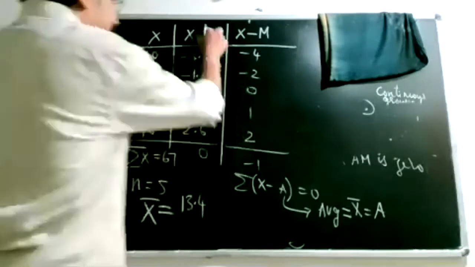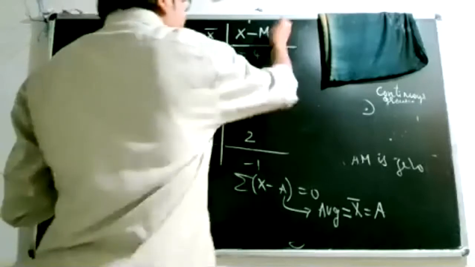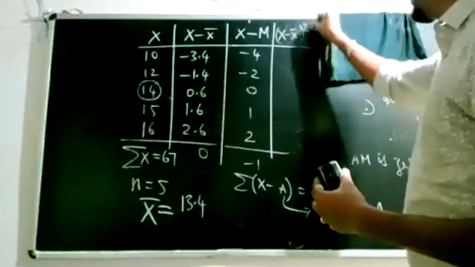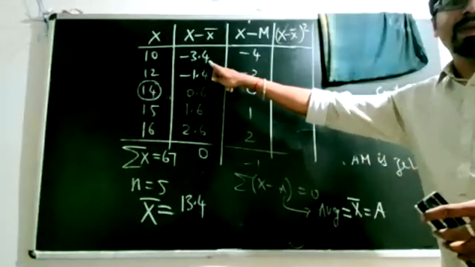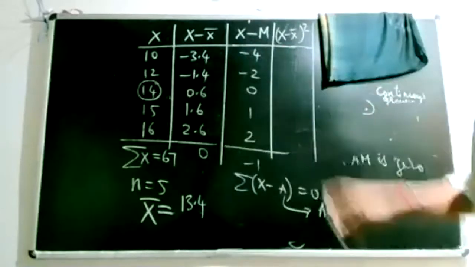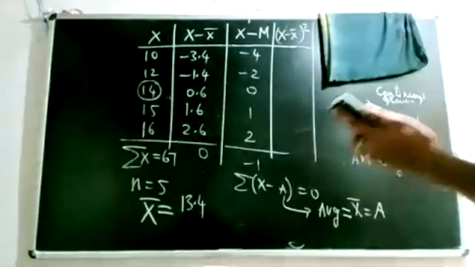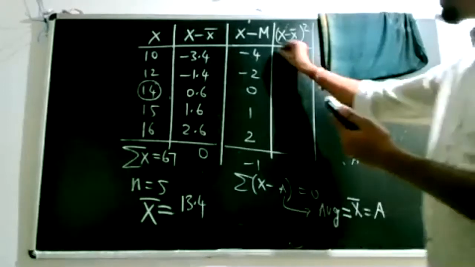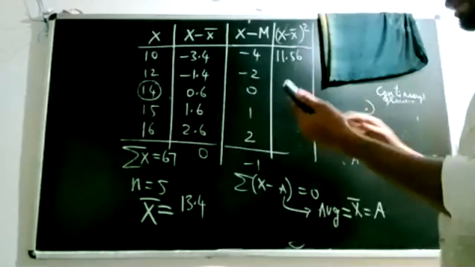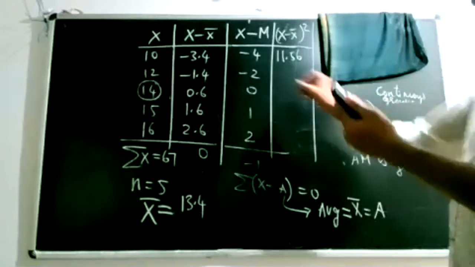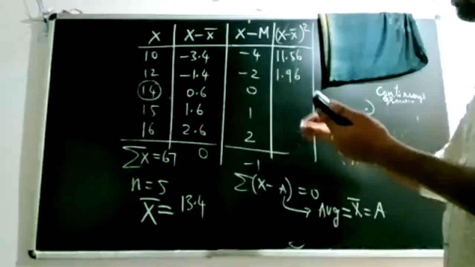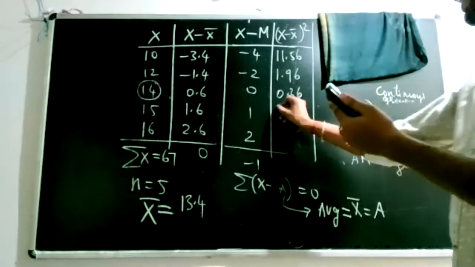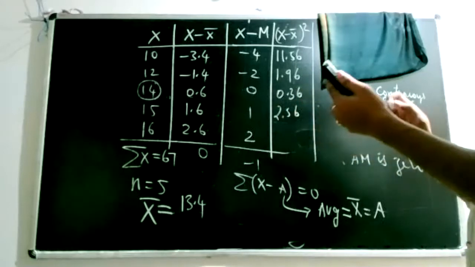Now, instead of taking the sum directly, if you square it and then take the sum, we are doing the squared deviation. So subtract x bar from the value of x, and square it. Now, whenever you square, the negative value becomes positive. It is minus 3.4 whole squared, which comes to 11.56. Then 1.4 squared, which is 1.4 into 1.4. Then 0.6 squared, 1.6 squared, and 2.6 squared.